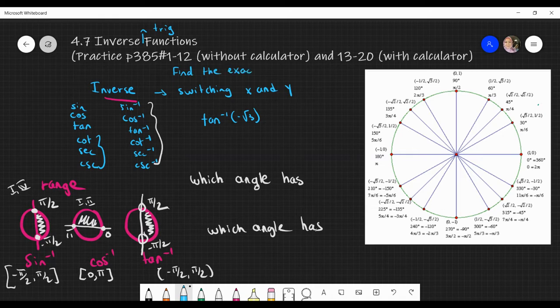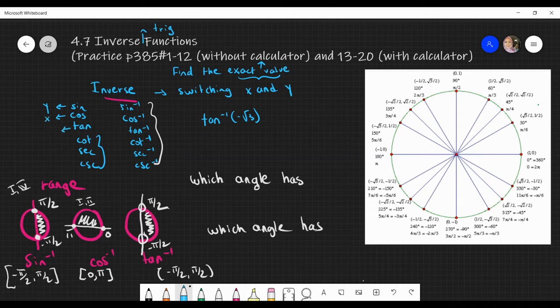Whenever we see the word exact value, that should remind us that this has to be done without a calculator by using our unit circle. And you can see it here to the right. Inverse tan is a little bit harder than inverse sine and cosine just because with sine, we can directly see the y coordinate. With cosine, we see the x coordinate.